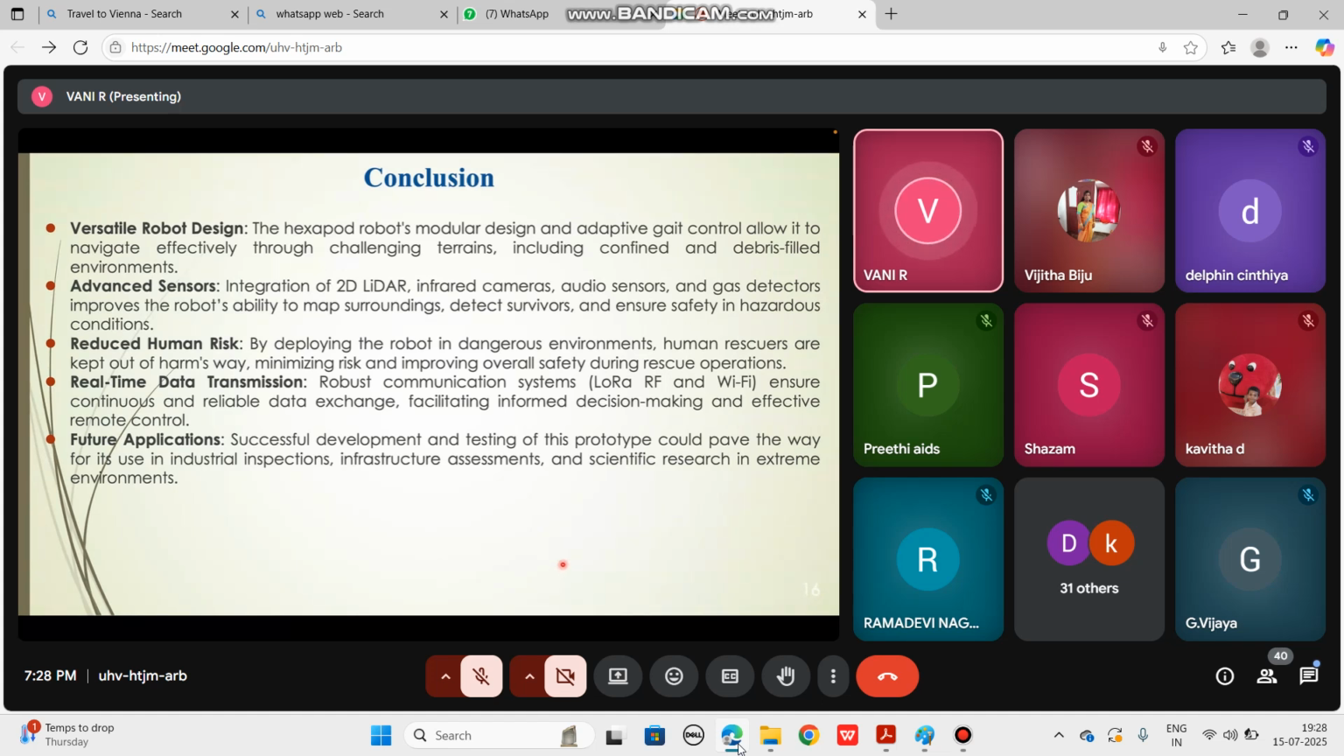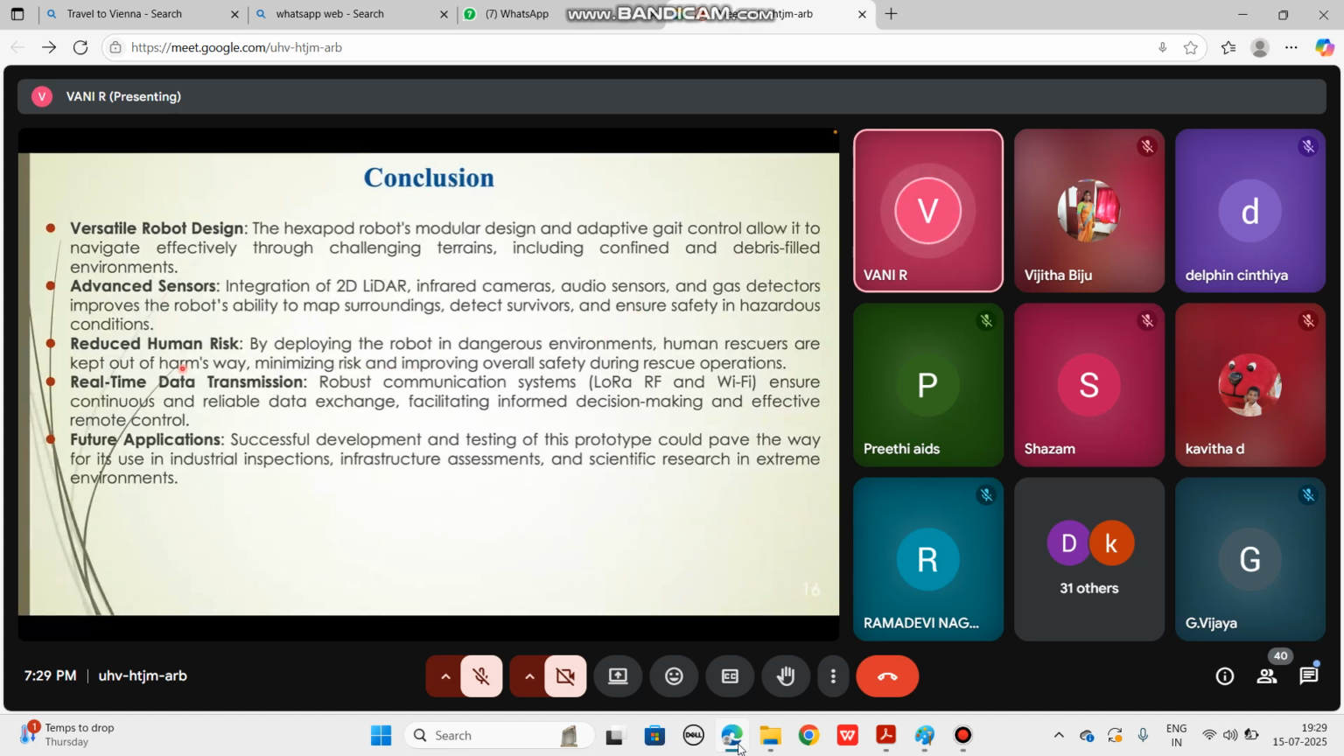So to come to the first part of the topic, that is hexapods. As I mentioned, this design will be a modular structure, and it uses adaptive gait control, and it also allows it to navigate through challenging terrains, which also include confined and debris-filled environments. And this hexapod will also use advanced sensors, so that the robot is capable of mapping the surroundings, detecting survivors and ensuring safety in hazardous conditions.